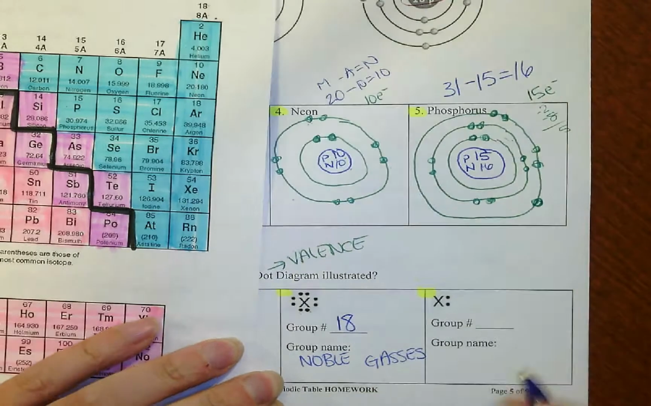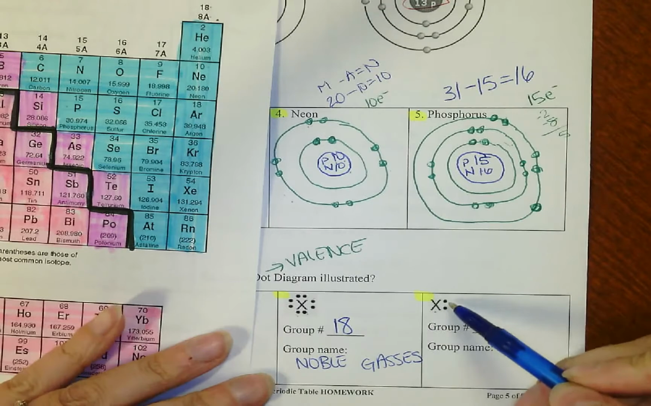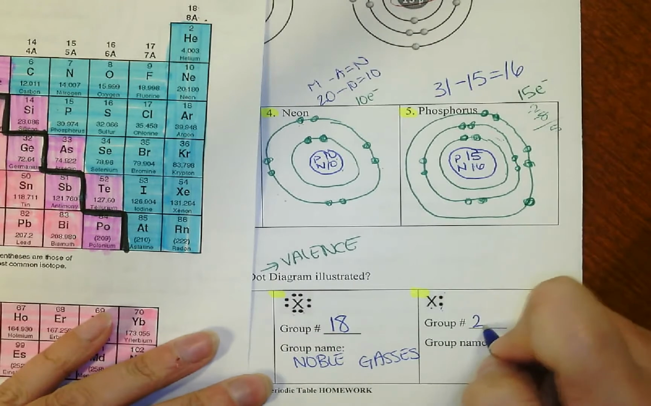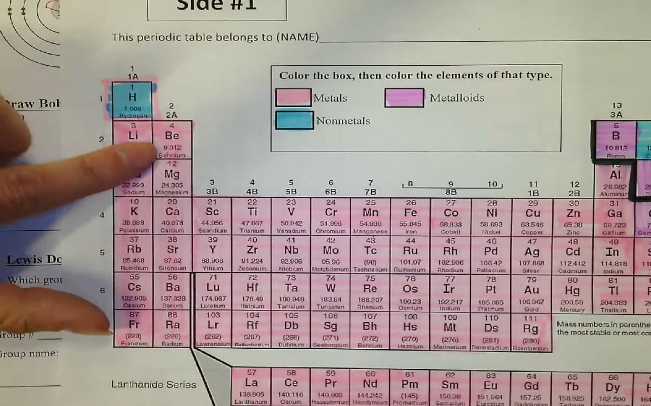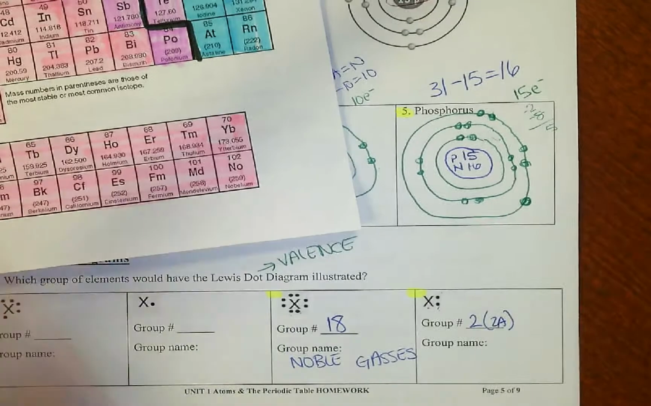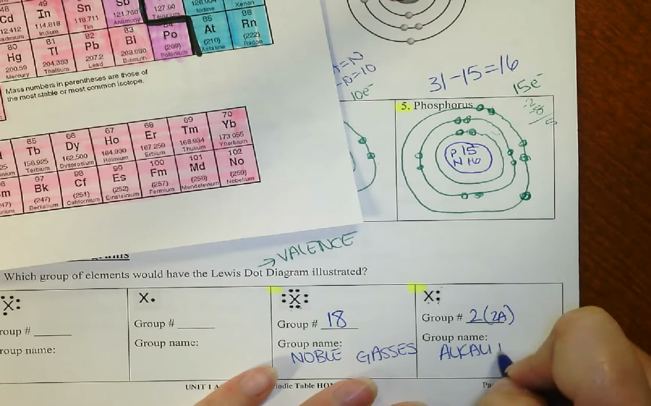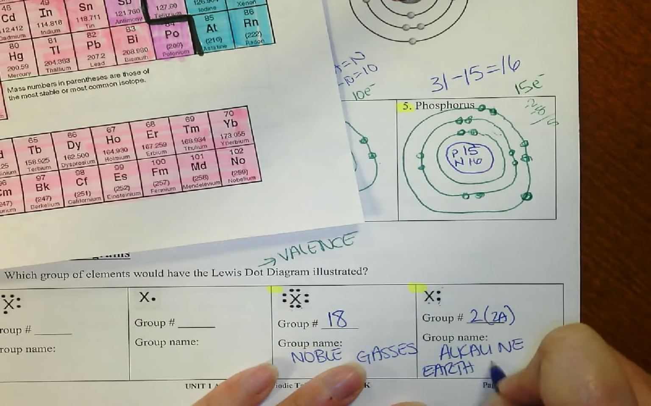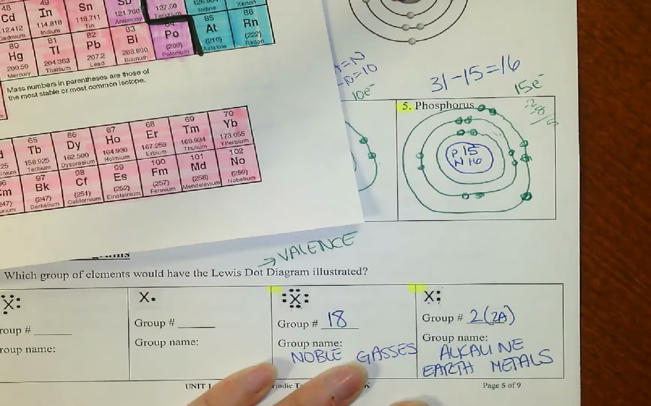Okay. If I'm looking at this one, it says X, because it can be any element in group 2 or 2A. So that's going to be group number 2 or 2A. Okay, so it could be beryllium, magnesium, calcium, strontium, barium, radium, any of those. And the special name for group 2A is alkaline, L-I-N-E, earth metals. Make sure you are memorizing those group names. Okay.